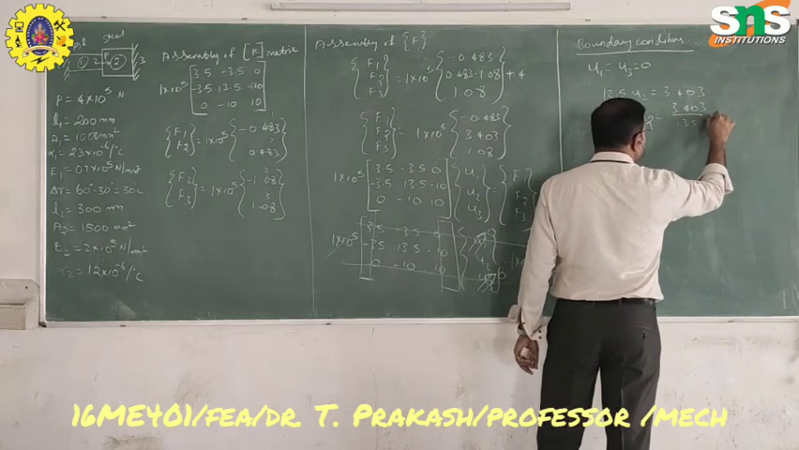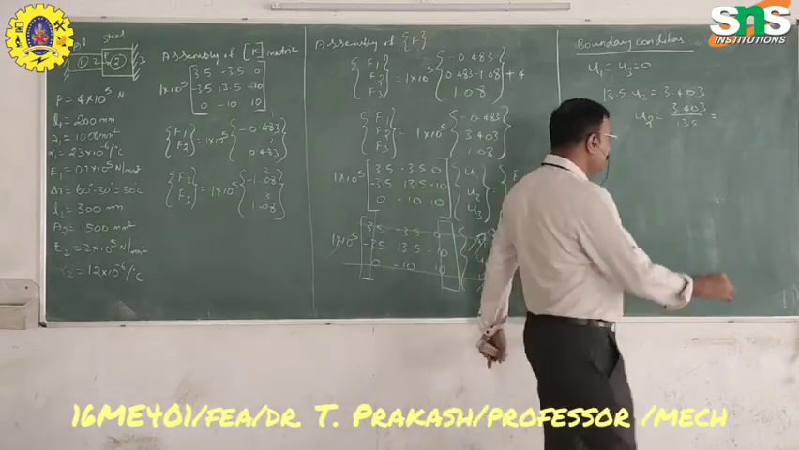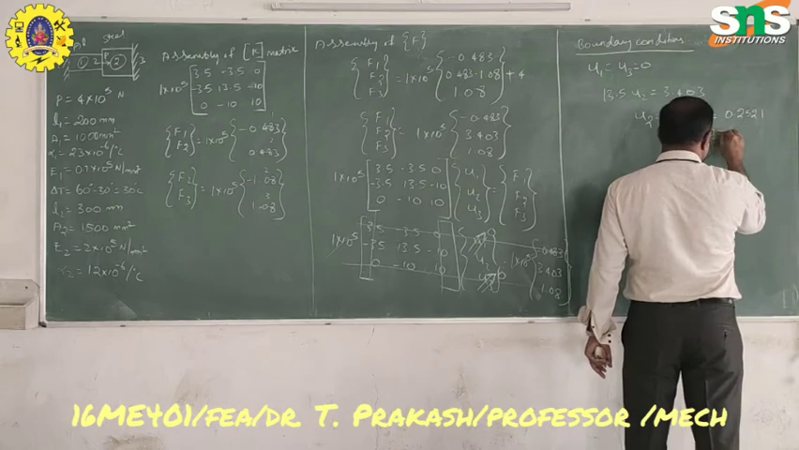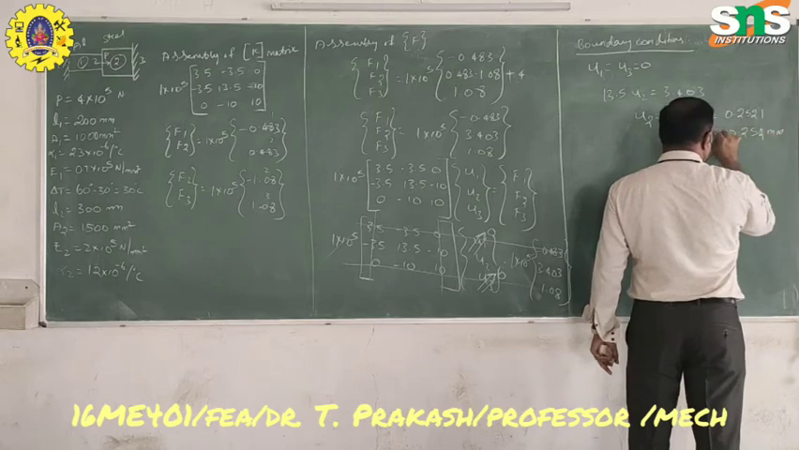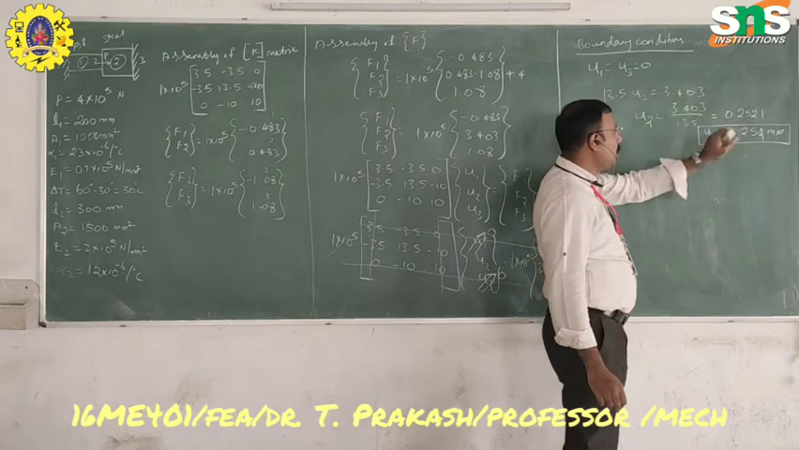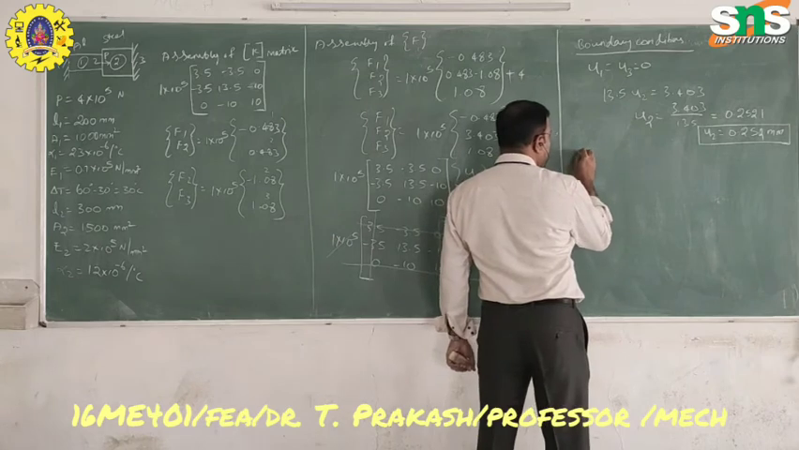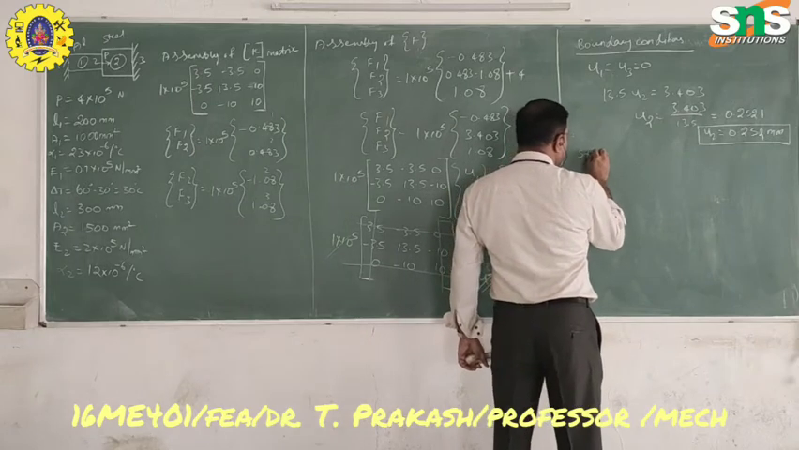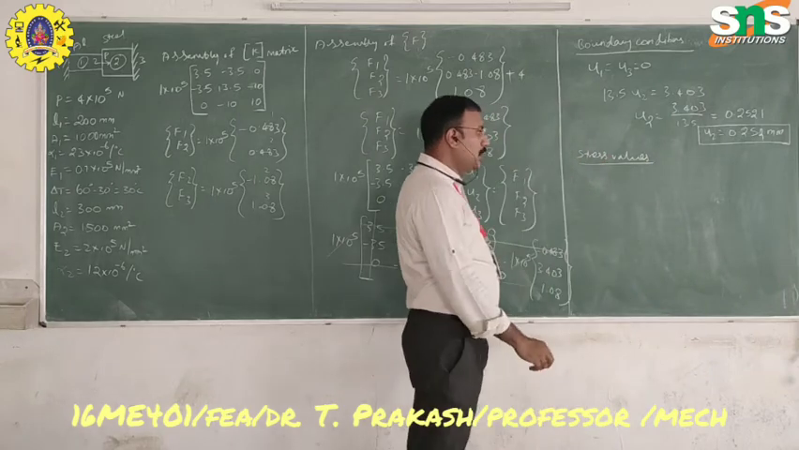You get the value. What is the value of U2? 0.2521 mm. It is the value of U2. It is our result. U1, U3 are 0. U2 is 0.252 mm. It is our result. Next, you have to find the force vectors, that is the reaction forces. Before the reaction force, you have to find the stress values at elements 1 and 2.